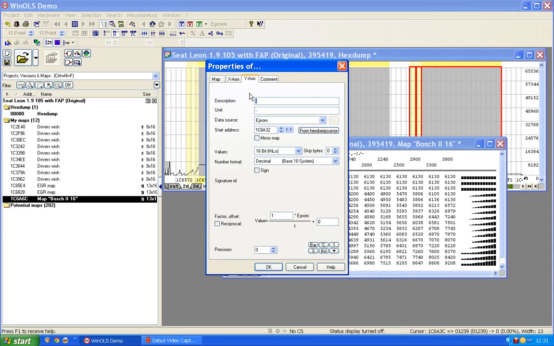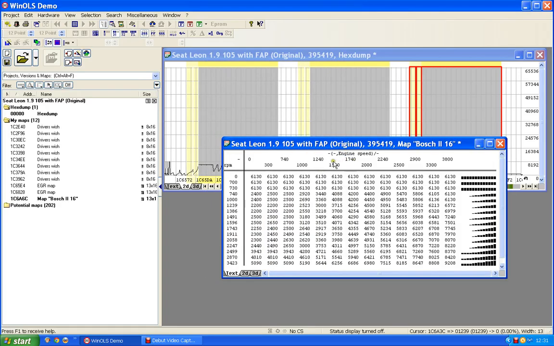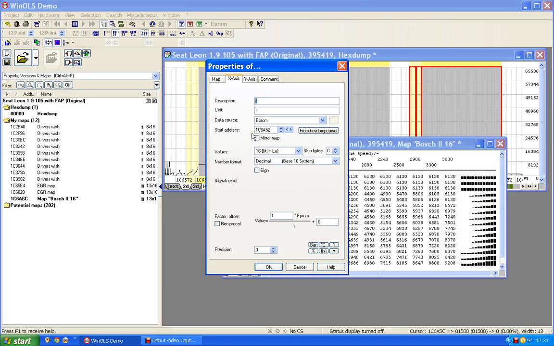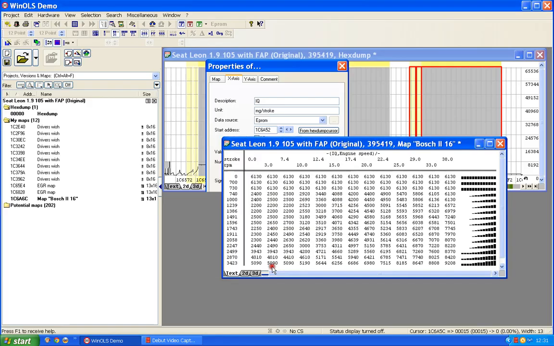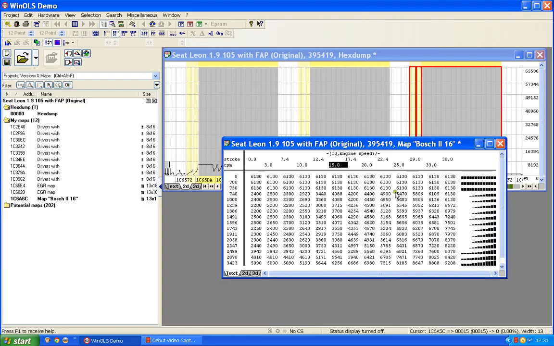There's our engine speed again. Call that revs per minute. I think everything else on there is okay. This one we were going to call injection quantity. Milligrams per stroke. 0.01. 1 degree, or 1 point after the decimal point.